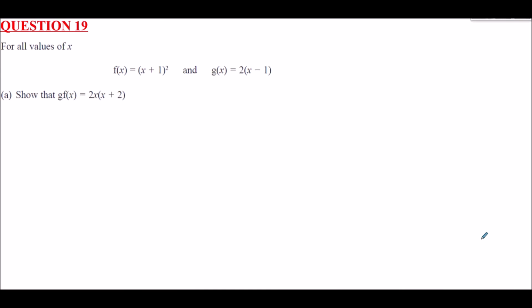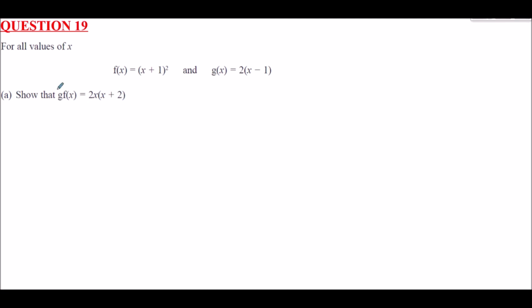So question 19, we have some function notation. We've got 2 functions, f of x, which is x plus 1 all squared, and g of x, where we take the input, take 1 away from it, and then double it. So we need to work out g of f of x. We need to show that g of f of x equals 2x brackets x plus 2.